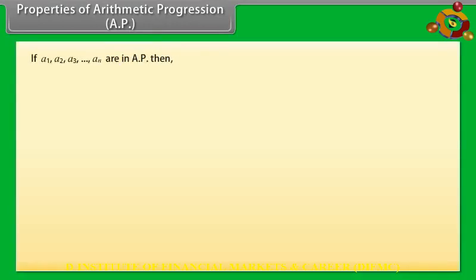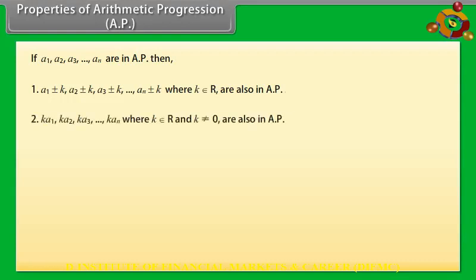Properties of arithmetic progression, AP. If a1, a2, a3 up to an are in arithmetic progression, then a1 ± k, a2 ± k, a3 ± k up to an ± k, where k belongs to R, are also in AP. k·a1, k·a2, k·a3 up to k·an, where k belongs to R and k is not equal to 0, are also in AP. a1/k, a2/k, a3/k up to an/k, where k belongs to R and k is not equal to 0, are also in AP.